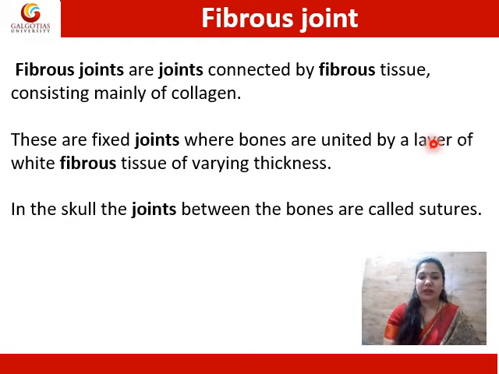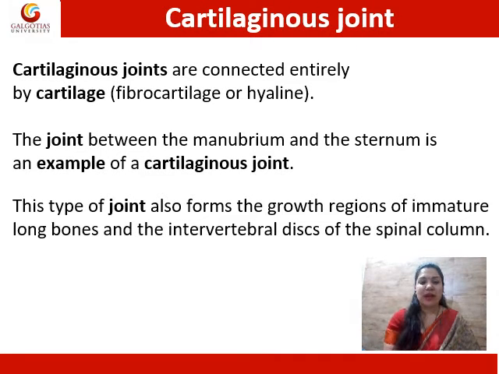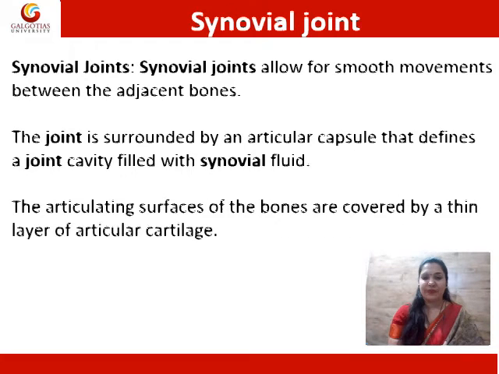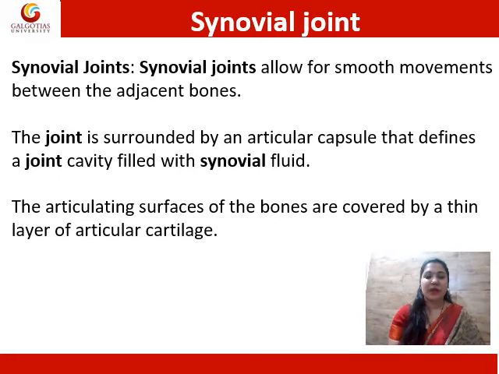The fibrous joints are joints connected by fibrous tissue. These are fixed joints where bones are united by a layer of white fibrous tissue. In the skull, the joints between bones are called sutures, and this is an example of this type of fibrous joint. Cartilaginous joints are connected entirely by cartilage. The joint between the manubrium and sternum is an example. This type of joint also forms the growth region of the immature long bones, which is called the epiphyseal plate of cartilage.